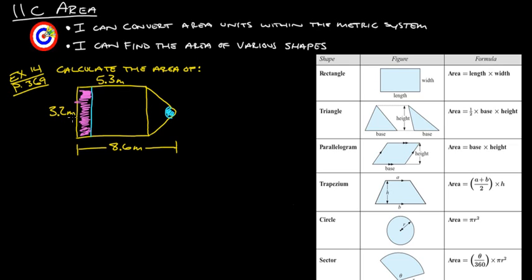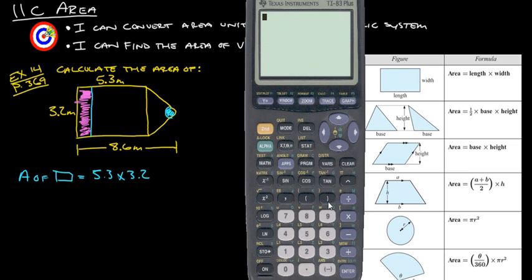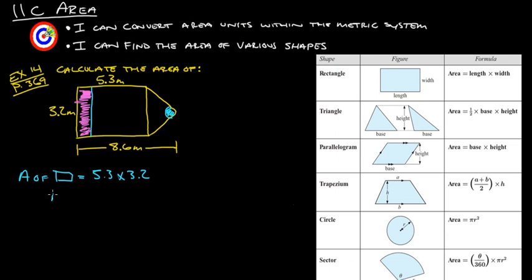So area of the rectangle is just going to be area of rectangle. That's supposed to be a rectangle. You have to use your imagination on that. 5.3 times 3.2. Right? So let's calculate that. 5.3 times 3.2 gives us 16.96 square meters. And then we got to figure out the area of this triangle here.